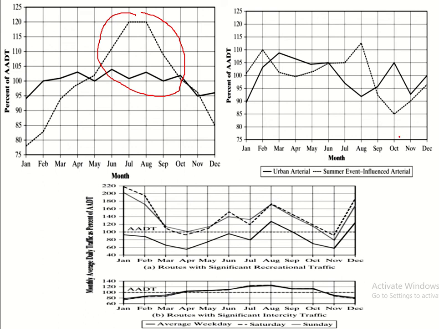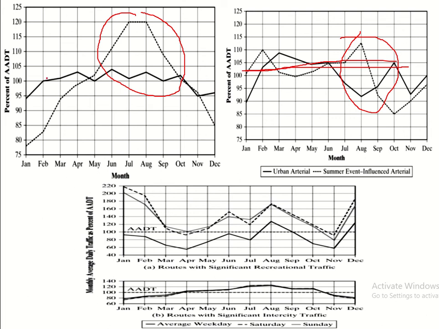Okay, you see higher traffic in summer. And urban arterial, almost the same. Okay, here you see, maybe it's another urban arterial, so it goes down in summer. But for the other months of the year, it's at a very constant level, right here.